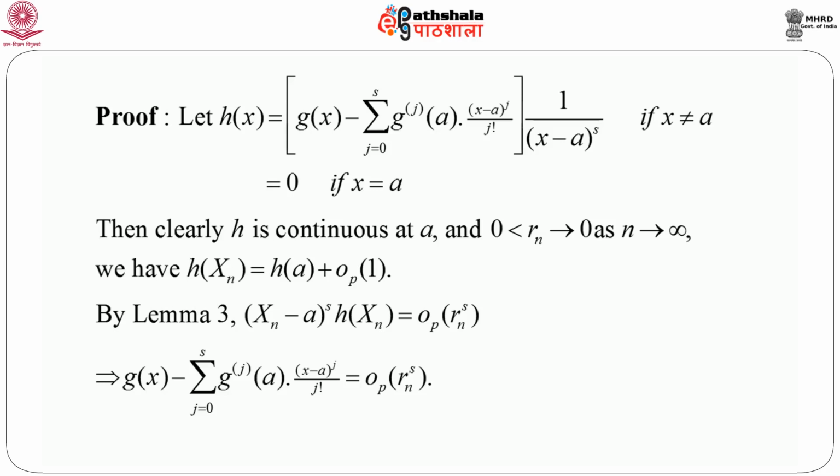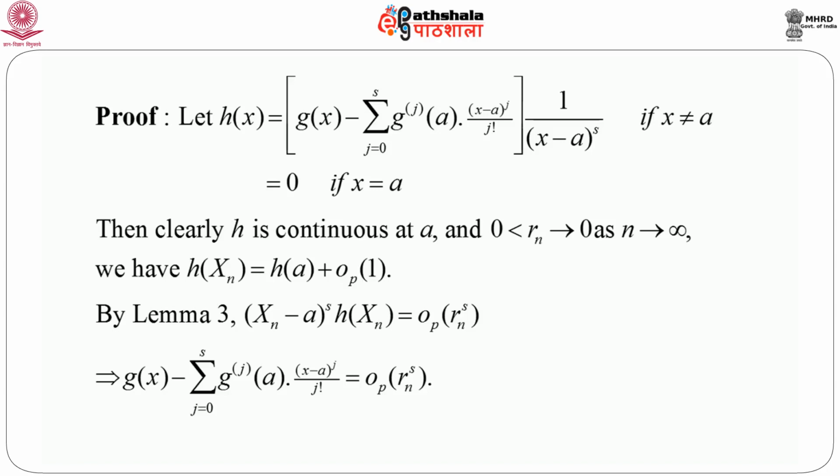Now it is clear that g is continuous at a, and we know that Rn is a sequence of positive real numbers that goes to 0 as n goes to infinity. Then naturally we have h(Xn), that is a sequence of real numbers, h(Xn) equals h(a) plus small o_p(1).